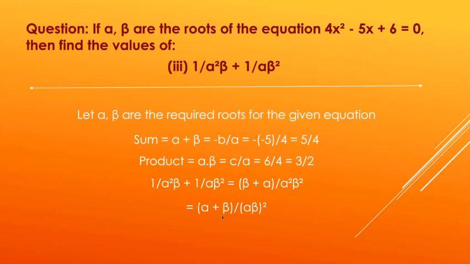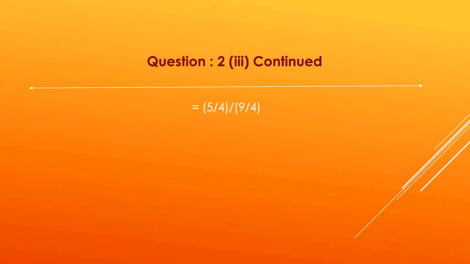Now we will put the value of alpha plus beta as 5 over 4 and alpha beta as 3 over 2. So 5 over 4 divided by 3 over 2 whole square. Now 3 over 2 whole square means 9 over 4. So our next step will be 5 over 4 divided by 9 over 4. Now we will take the reciprocal to change this division sign into a multiplication sign. 5 over 4 multiplied by 4 over 9. Now we will do the cancellation. 4 will be cancelled with this 4 and our answer is 5 over 9.